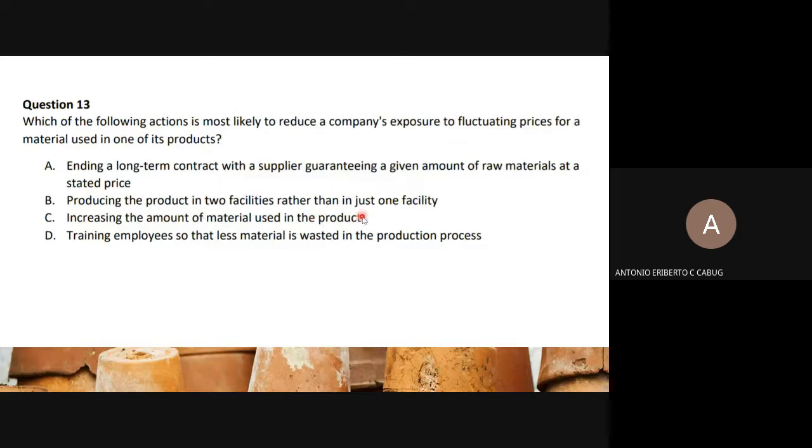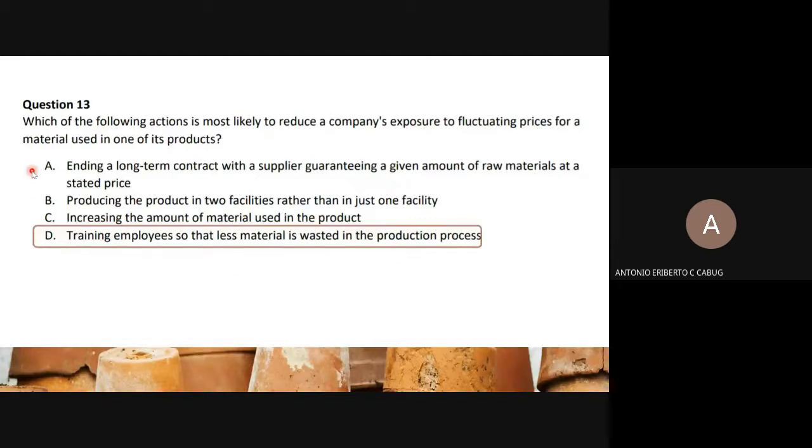Increasing the amount of materials used in the product will worsen your situation. Magiging dependent ka lalo sa material. If you will be more dependent on the material, you're going to be more affected here. The best thing that you can do is letter D: training employees so that less material is wasted in the production process. If you're going to waste less materials, you're going to be less dependent on the material. Hindi mo kailangan bumili ng marami. Tumaas man yung presyo niya, at least konti lang yung kailangan mong bilhin. Letter D is the best response that you can have for this situation.